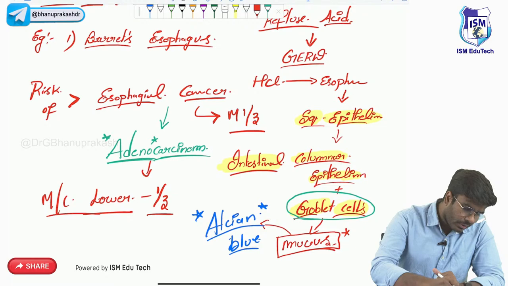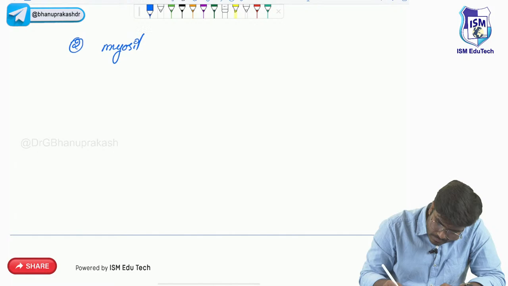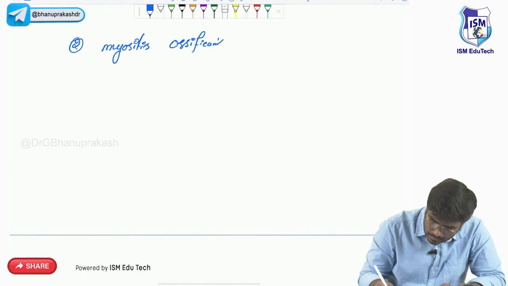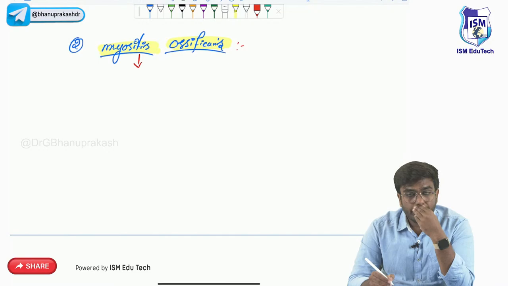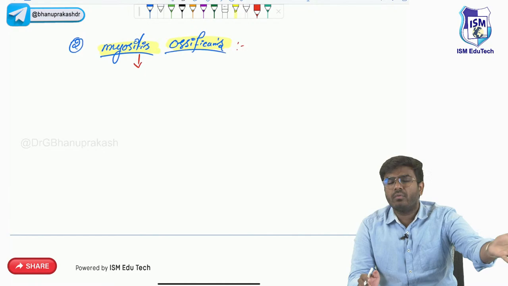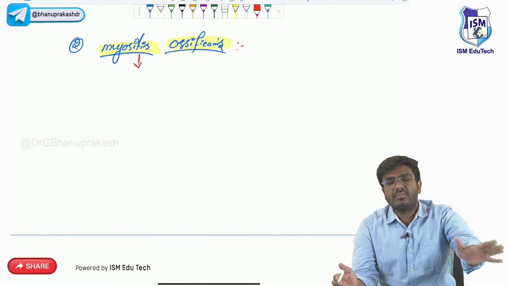The second example of metaplasia which I want you to know is myositis ossificans. Now, what exactly is happening here? Imagine I'm going on a road and I had some trauma. I just fell down from my motorbike, or a car accident, something happened. Because of that, I'm having trauma to my muscles. The trauma ultimately transforms into inflammation, myositis, inflammation of the muscles.